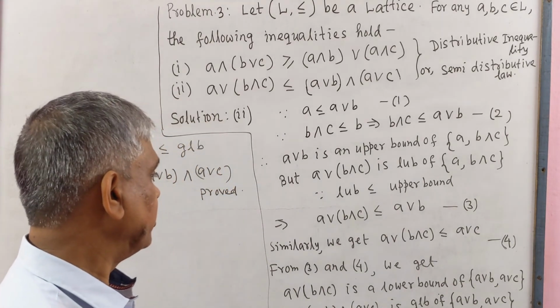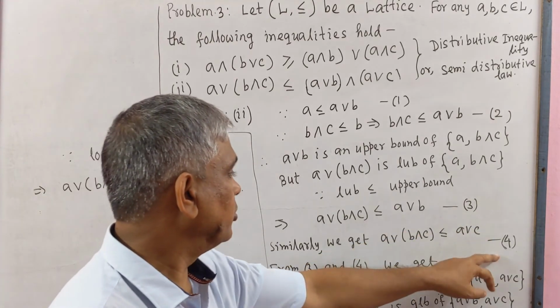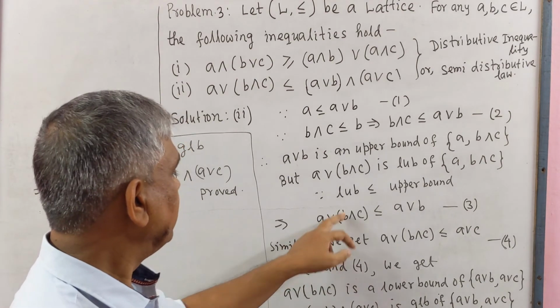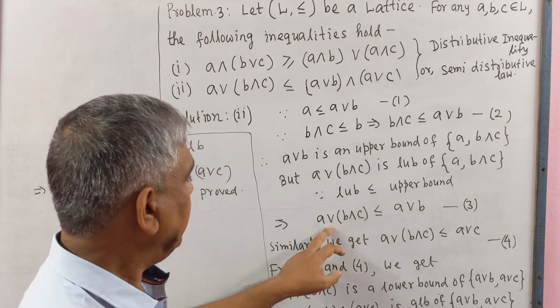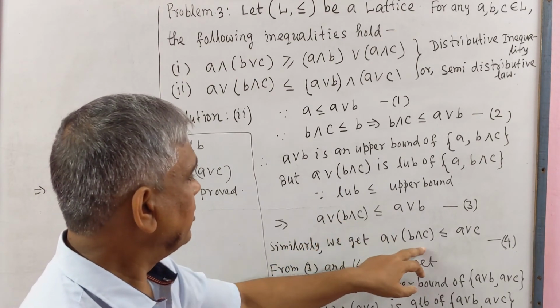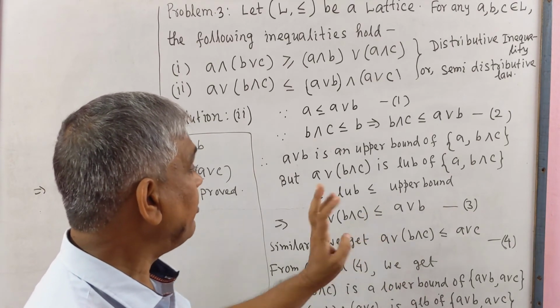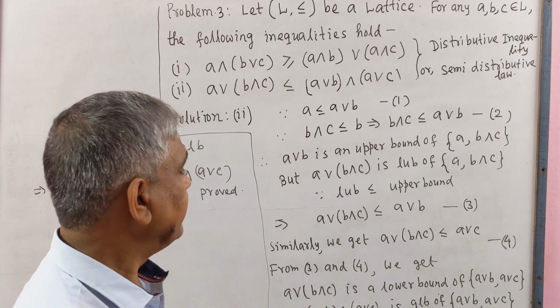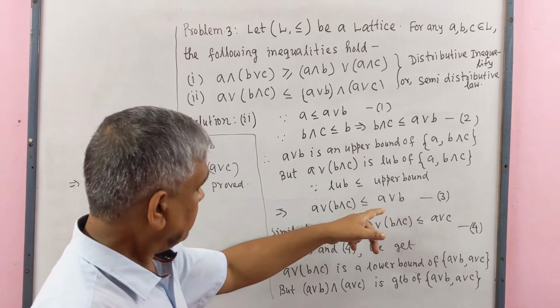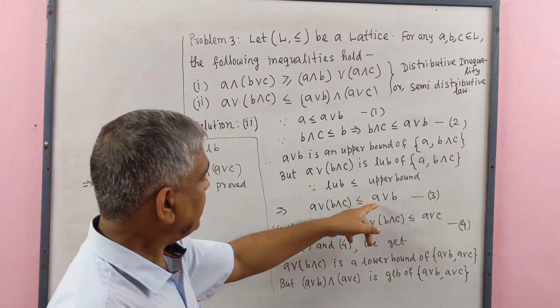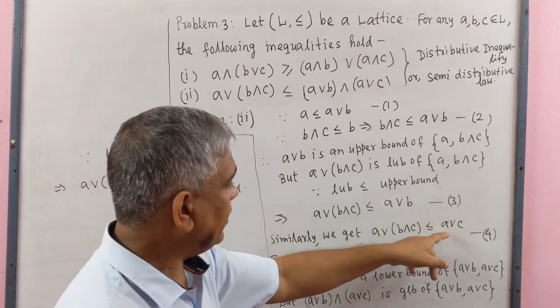This is number 4. In 3 and 4, we see that on the left side we have A ∨ (B ∧ C). So A ∨ (B ∧ C) is a lower bound of the elements in the set containing elements A ∨ B and A ∨ C.